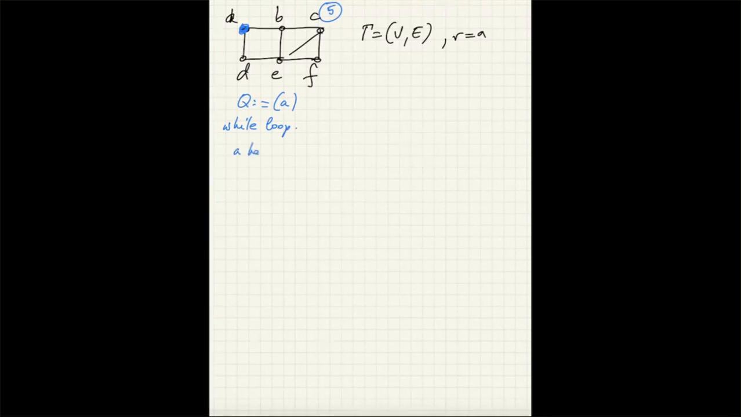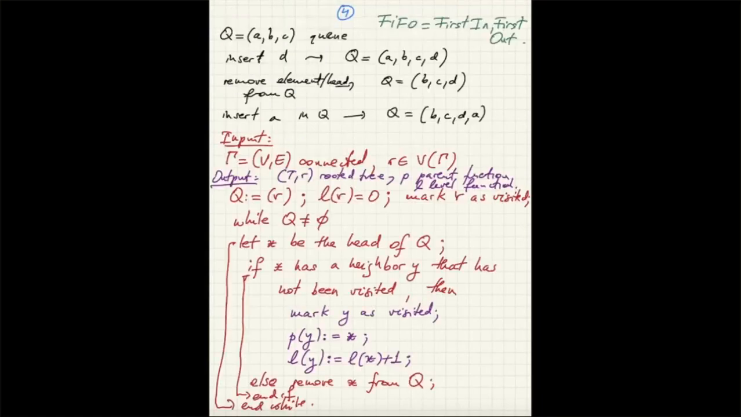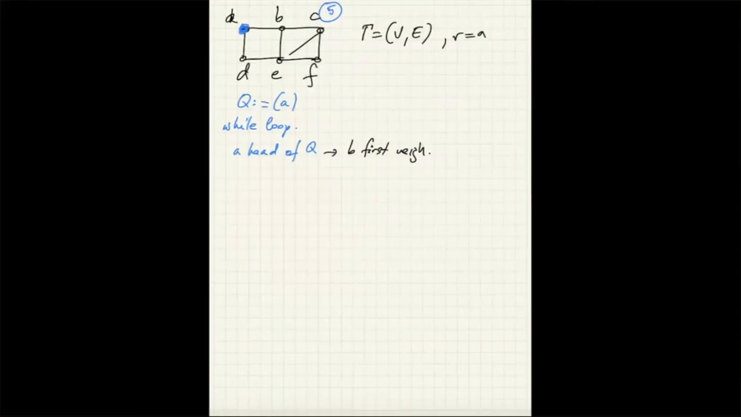And we have A as the head of Q. A has neighbors that have not been visited, and you pick the first one. Again, you can choose B first or D first, but let's work lexicographically. So let's say B is the first neighbor of A. Okay, I think there's something else that I missed here. So you mark Y as visited, you set the parent and the level, and then the last thing, you add Y to Q. That's a very important part here. You add Y to Q. Okay, so here B is the first.